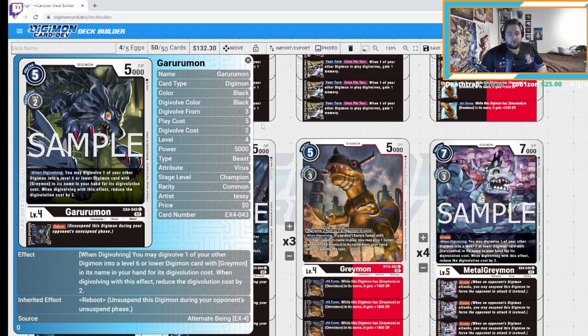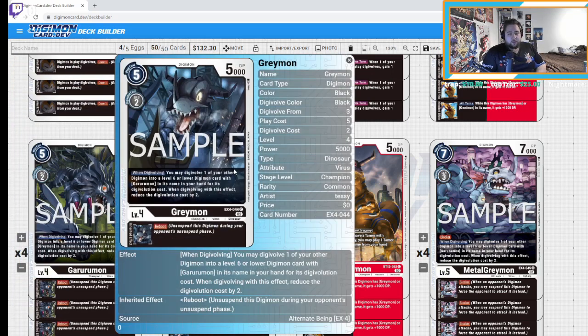And it has reboot as inherited. Then the Greymon as well, the same effect for the Garurumon. You can evolve a Garurumon level 6 or lower, Digivolve cost reduced by 2, reboot as well.